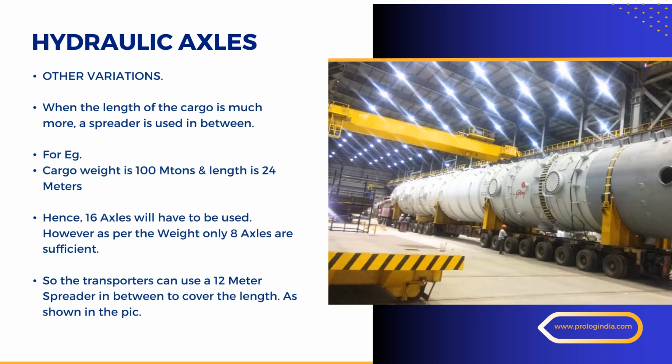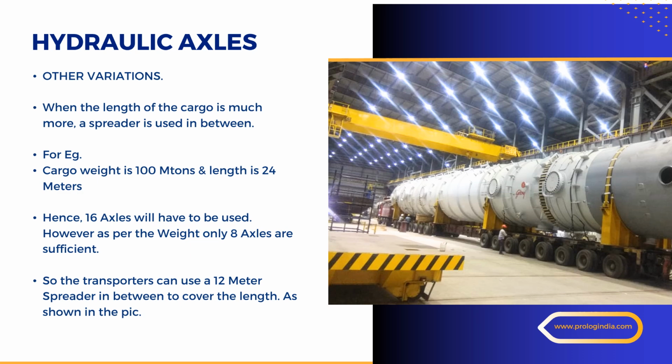Of course, we have other variations to hydraulic axles when the length of the cargo is much more. A spreader is used in between. For example, a cargo weight say is 100 tons and the length is around 24 meters. Hence, 16 axles will have to be used as per the length of the cargo. However, as per the weight, only 8 axles are sufficient.